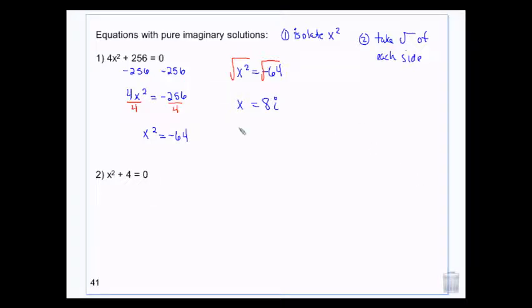So I'm going to do the same thing. I'm going to subtract 4 from both sides. I get x squared equals negative 4. And then I take the square root of both sides. So x is equal to 2i.